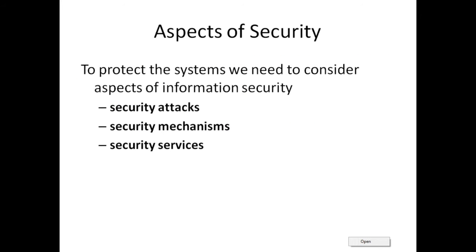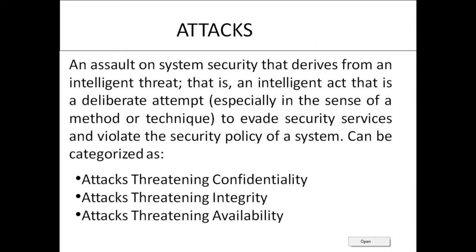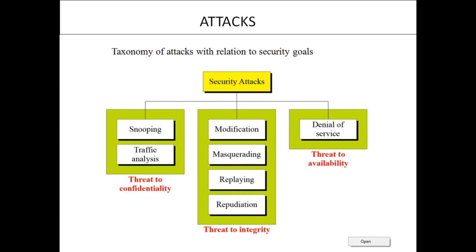There are various aspects of security, and the main ones are security attacks, mechanisms, and services of security. In this video, we will simply talk about the attacks pertaining to security. An attack is basically an assault on the system security that derives from an intelligent threat. This is a deliberate attempt to evade the security services or violate the security policy of the system. Three categories of attacks will be discussed: attacks threatening confidentiality, integrity, and availability.